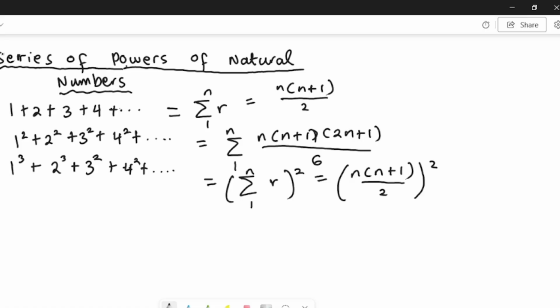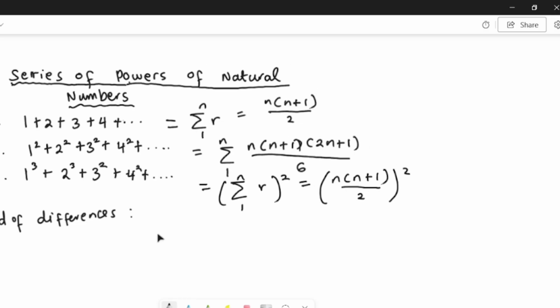Those are the three instances that we want to prove, and we're going to use the method of difference. We have two methods. We have the induction method, but our key method here is the method of differences. We use the method of differences for step 2 and step 3, but for step 1 we're going to solve it directly.